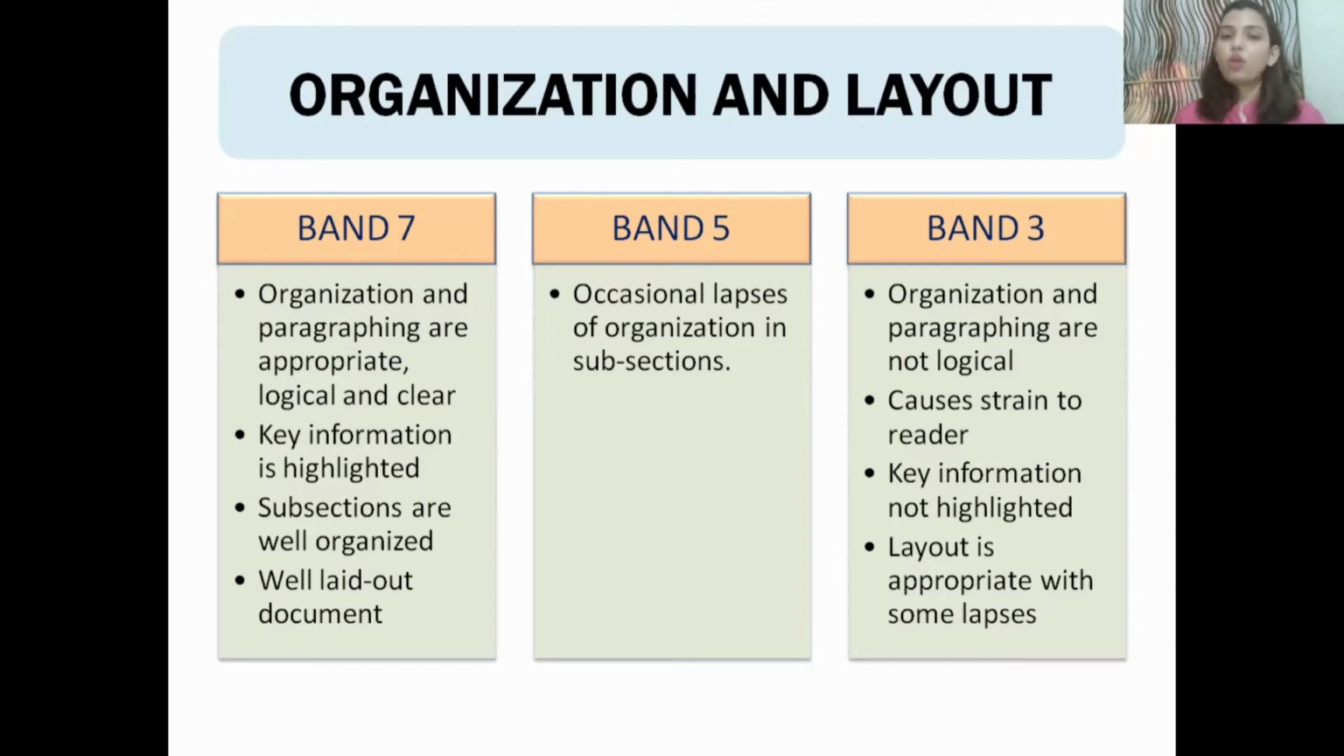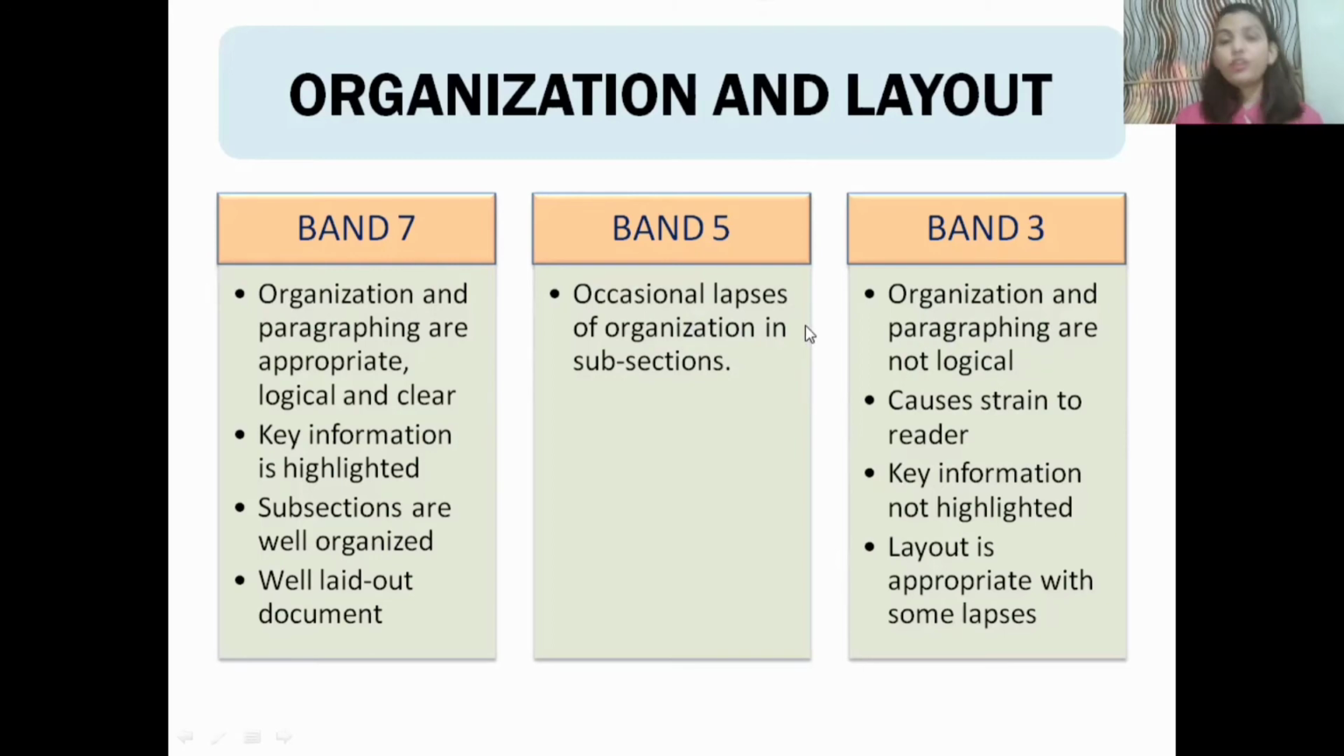Subsections are well organized, so the important information should be explained in detail, and less important information should also be mentioned clearly and in a concise manner. Well laid out document means the format of the letter, and that will be explained in the next video. Band 5: occasional lapses of organization in subsections. So you can see that some lapses are accepted to score B.